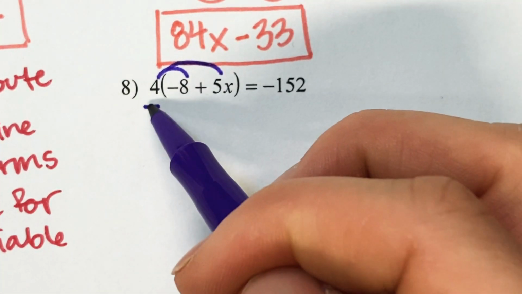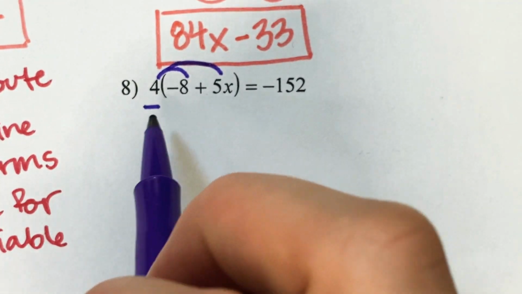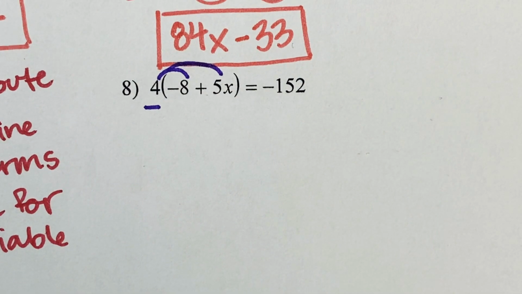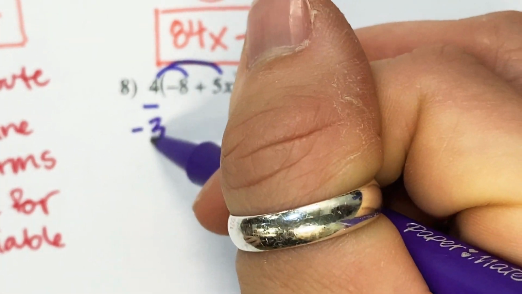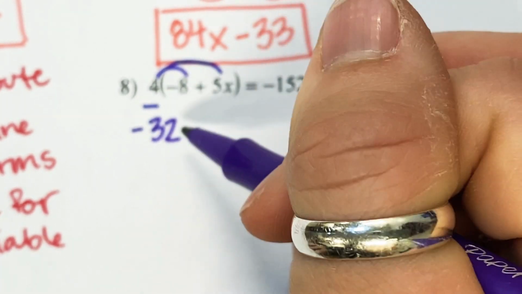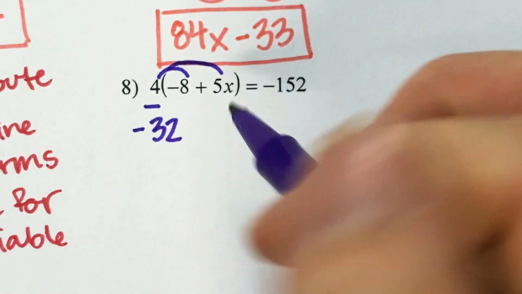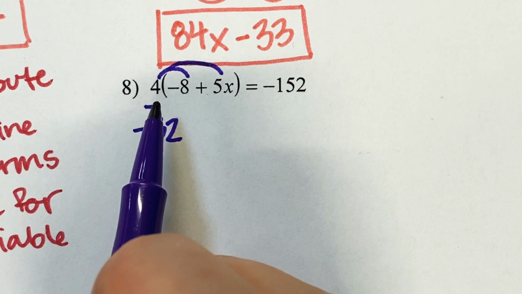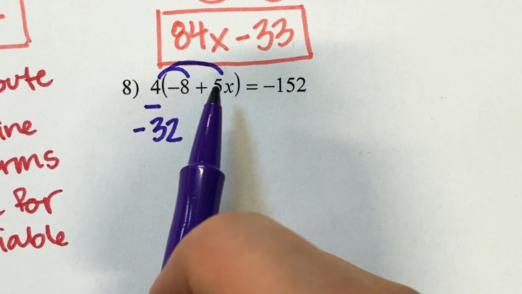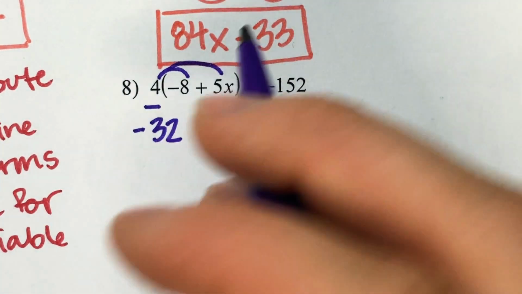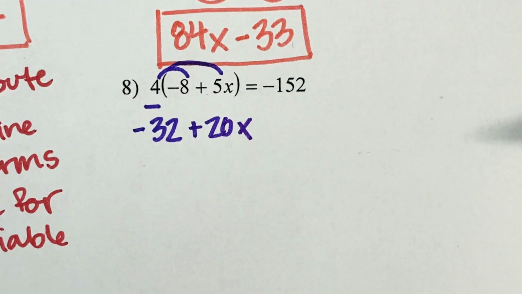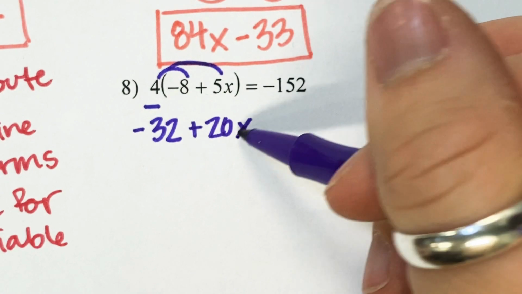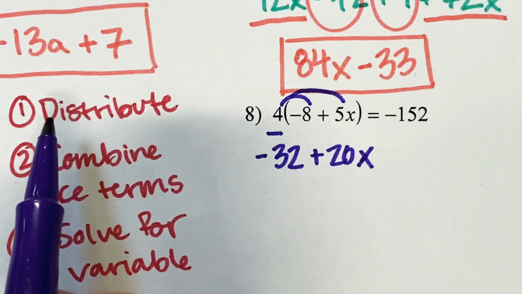Okay, so we get 4 times negative 8 as our first little piece. So what is 4 times negative 8? It's going to be a negative 32, right? Positive times a negative gives me a negative. Okay, so now what is 4 times positive 5x? 4 times 5 is going to give me 20, and there's 1x, so 20x. Okay, so we distributed. Check.